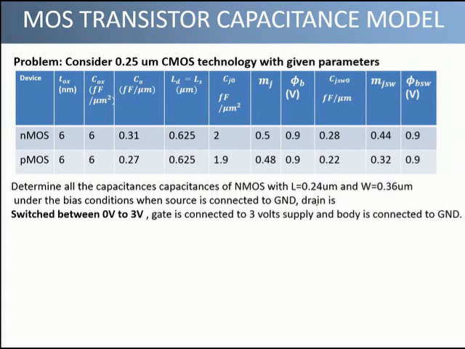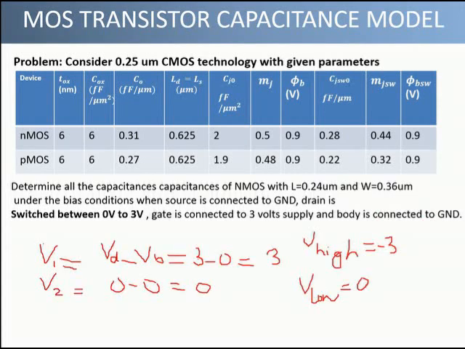In the same manner, we can also determine all the capacitances in a situation when the source is connected to the ground and the drain is switched between 0 volt and 3 volt and the body is connected to the ground. In this case, the high and low values of reverse bias voltage between the drain and body terminals are calculated like this. So when we apply 3 volt to the drain terminal, the voltage V1 is equal to Vd minus Vb, which is equal to 3 volt.